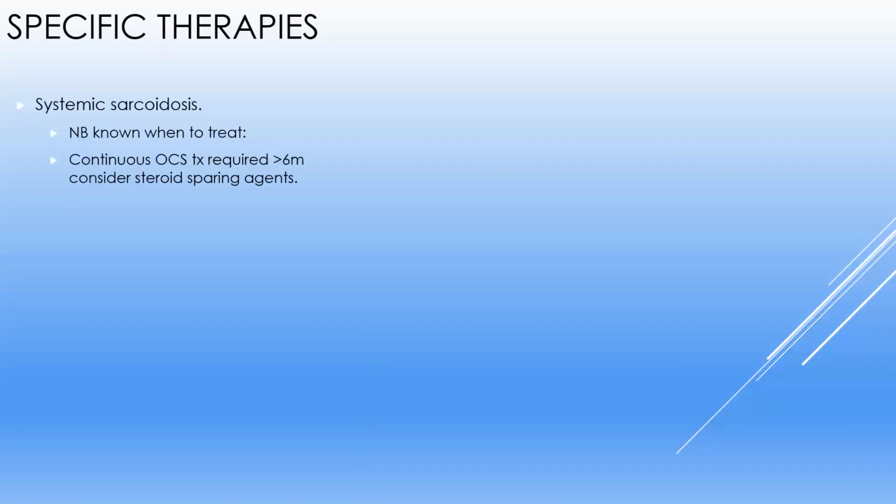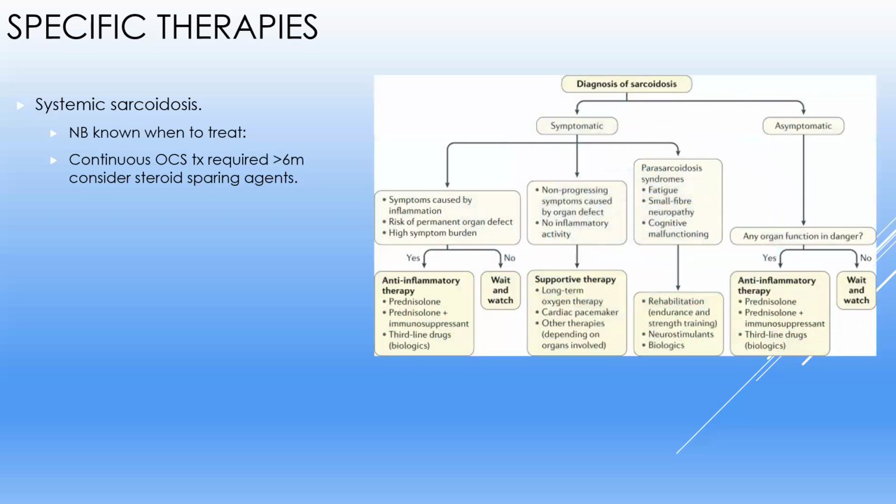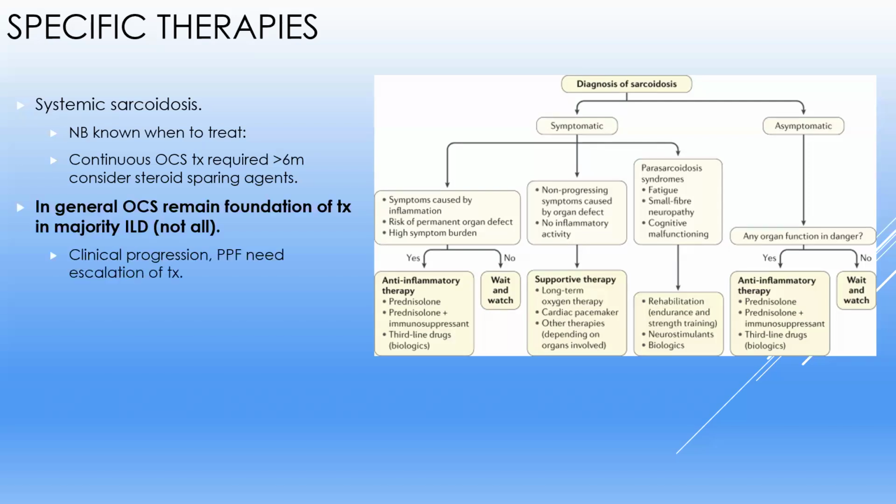In terms of specific therapies for sarcoid, it's important to know when to treat. There's been an area of debate in pulmonology for many years. I found an interesting algorithm in Nature, which basically said if there is progressive organ-threatening disease with significant clinical impairment, that's when we consider oral corticosteroids. But in general, when steroids are required for more than 6 months, do consider steroid-sparing agents.